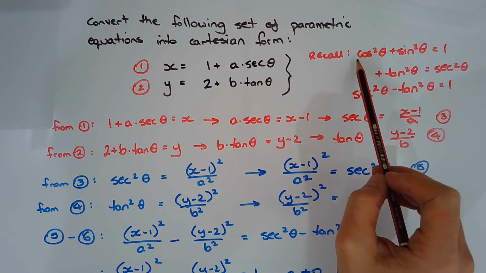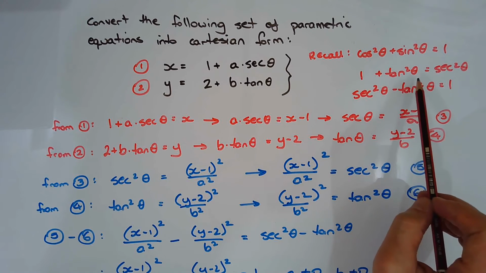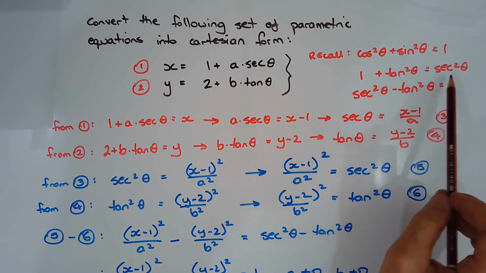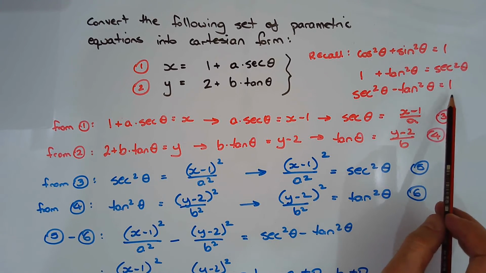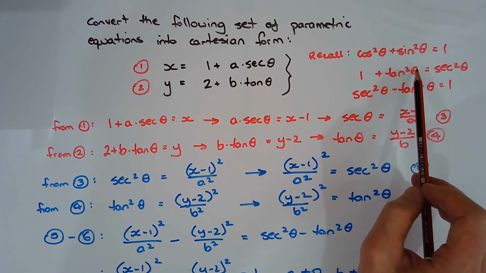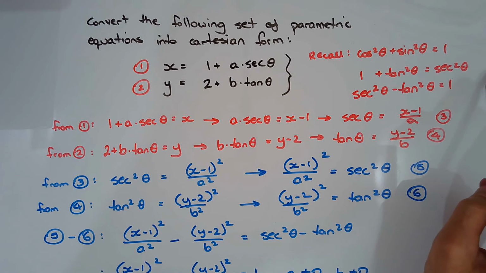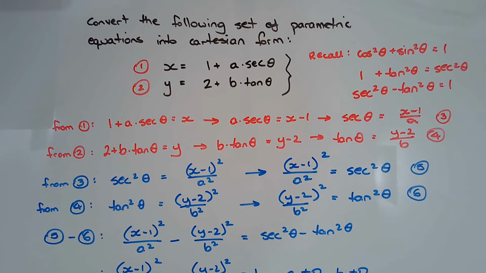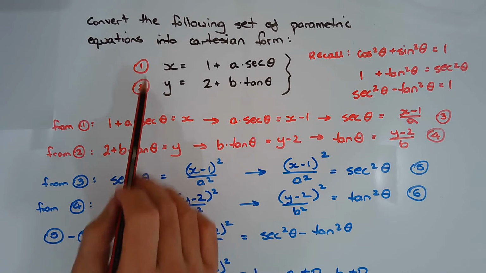If you divide all three terms by cos squared theta, you end up with 1 plus tan squared theta equals sec squared theta. Now, if you subtract tan squared theta from both sides, you end up with sec squared theta minus tan squared theta equals 1. I've also switched both sides around too. So I've taken the plus tan squared theta, moved it over to the other side where it becomes minus tan squared theta, and swapped the sides around so that you end up with sec squared theta minus tan squared theta equals 1.